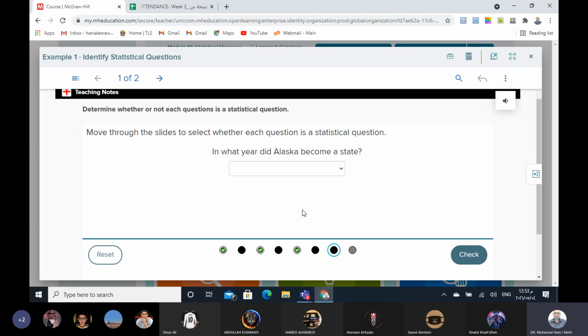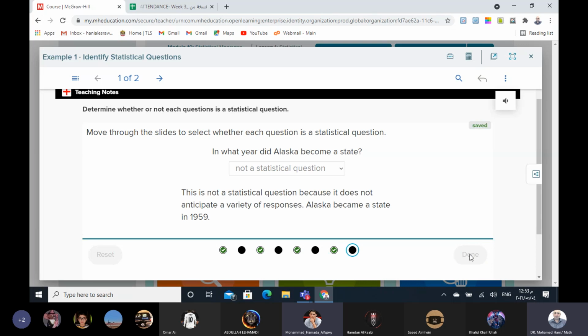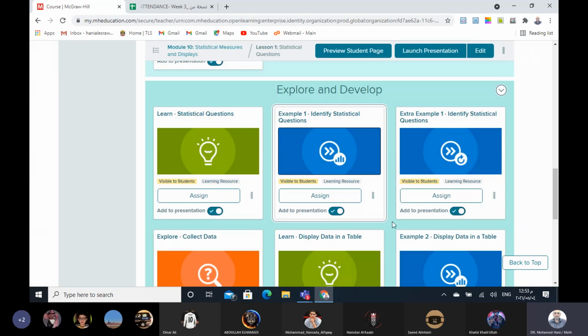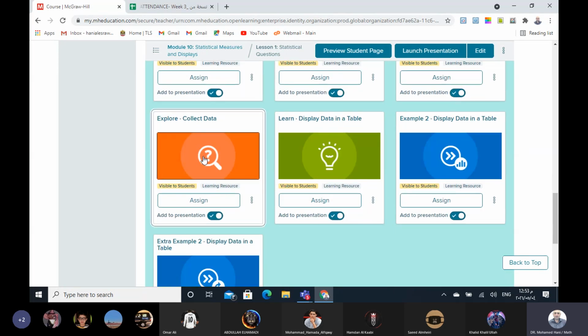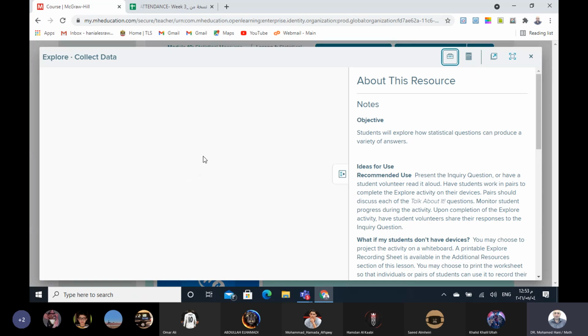In what year did Alaska become a state? Not statistical. Not statistical. Great. So this is the meaning. What is the difference between statistical and not statistical questions? Now, what's the meaning of collect data?